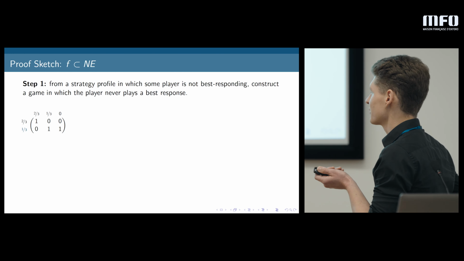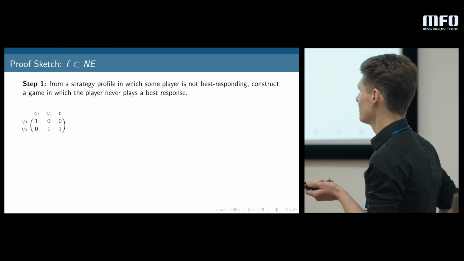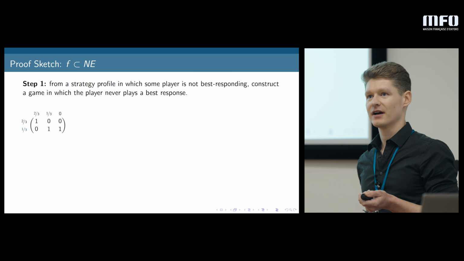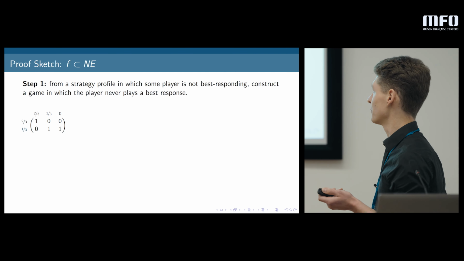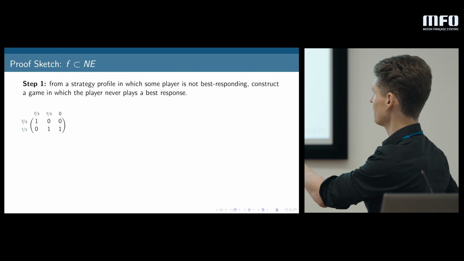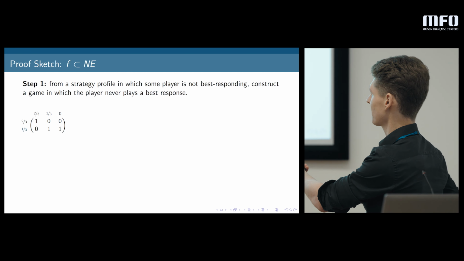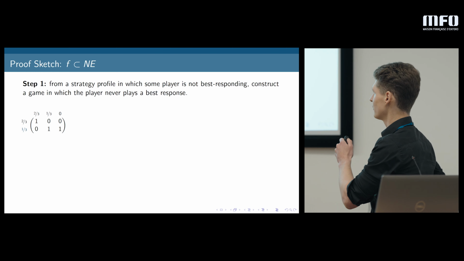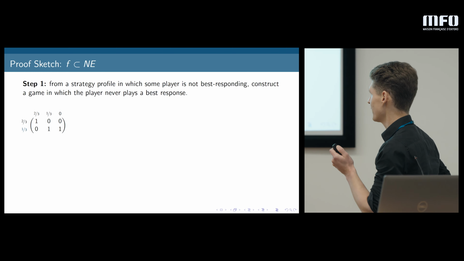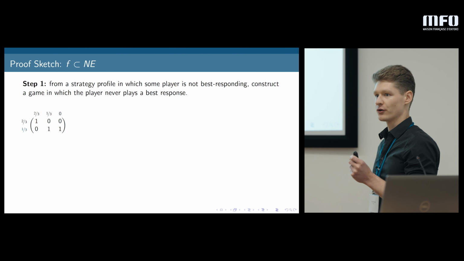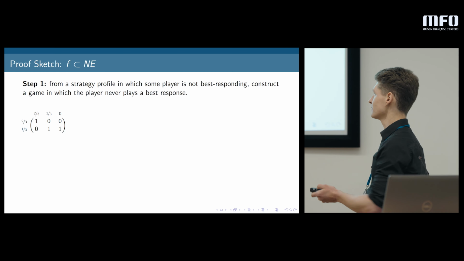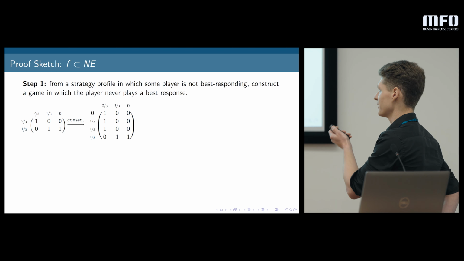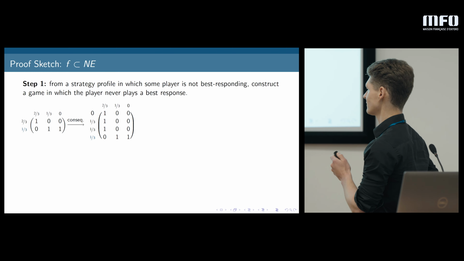Good, so the proof goes by contradiction. So assume you have a strategy profile that's not a Nash equilibrium, then there will be some player who does not play a best response. Okay, in our example here, this will be the row player. And then we'll try to use the axioms to get to a different game where this same player plays a strategy with probability 1 on actions that are not best responses. And I think this gives some idea of how the axioms work together to give the result.